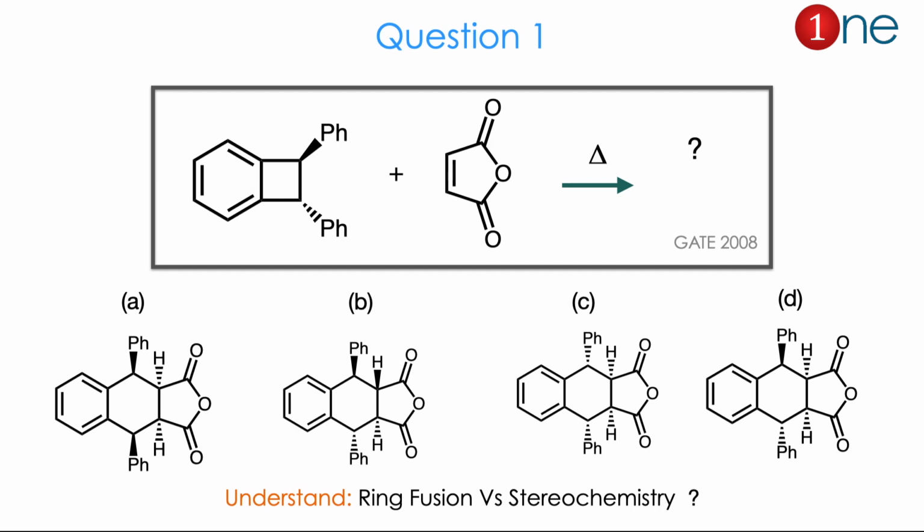Whether the hydrogens are syn or trans, or the phenyls are syn to each other or trans to each other, as well as whether phenyl and hydrogens are syn or trans to each other. So basically it is the stereochemistry of the fusion here. From the reactant to product you might guess the ring fusion definitely occurs, and the question of stereochemistry is also there. The answer is A. Let us see how.